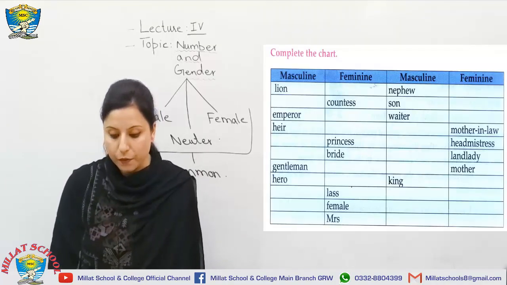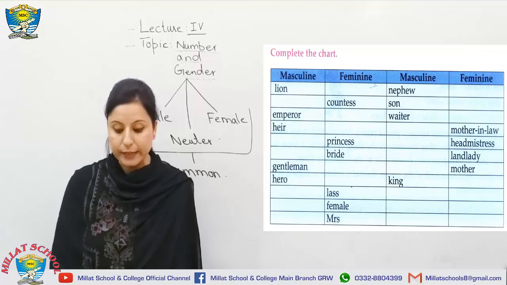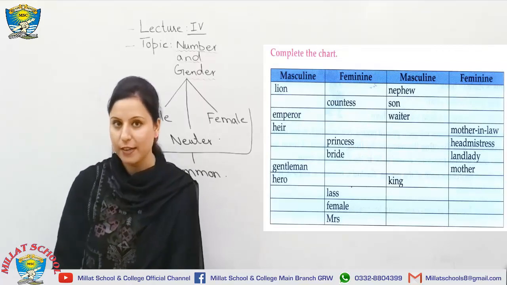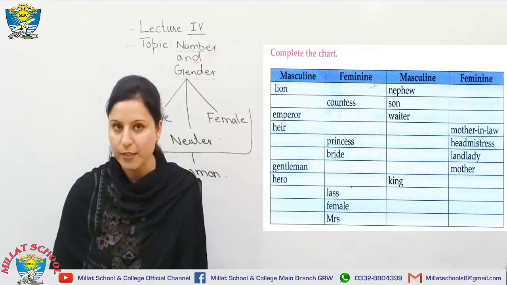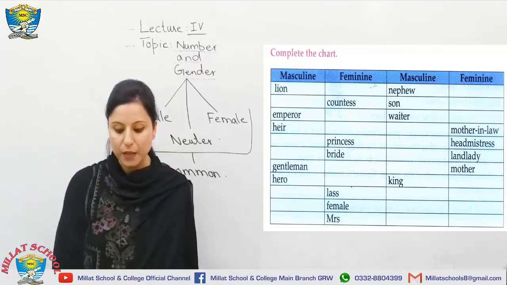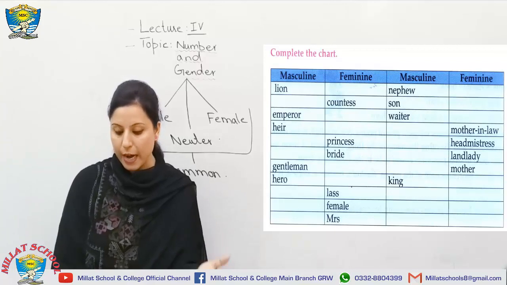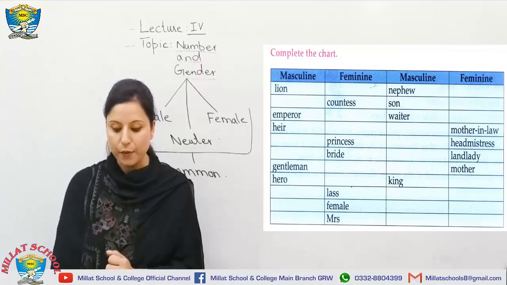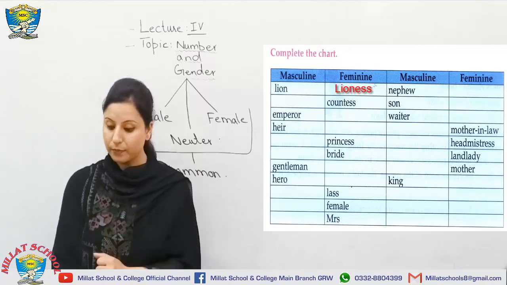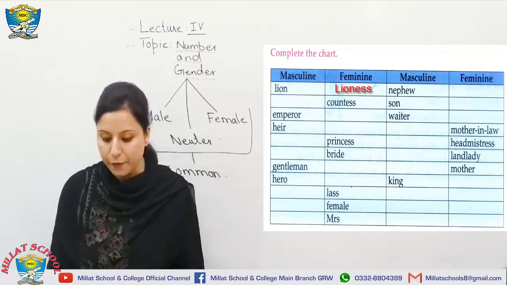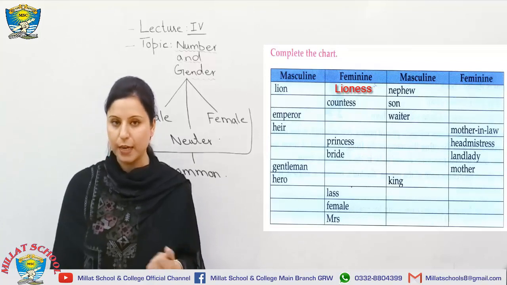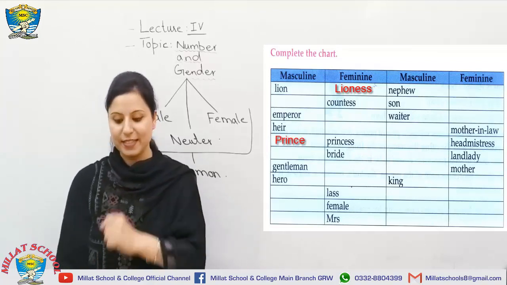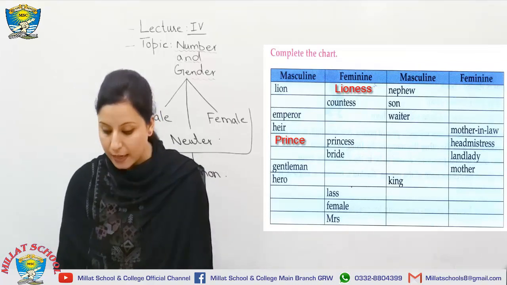On page number 25, there is exercise number 1 that gives us the complete chart. You have to complete this chart. Now a task for you, boys and girls. Masculine has been given somewhere and you have to write the feminine. For example, lion is given and you have to complete it with lioness. And somewhere a feminine is given, like princess, and you have to write its masculine, prince. Yes, the same will be done.